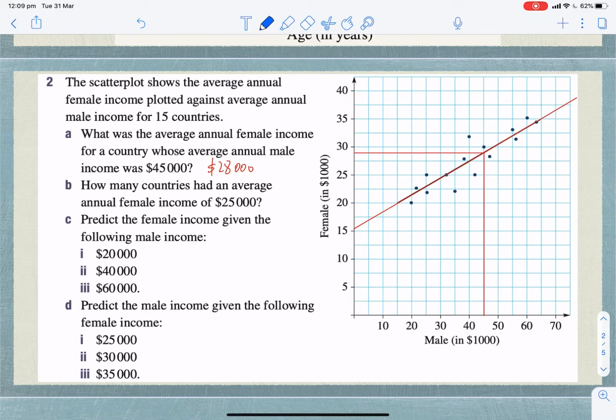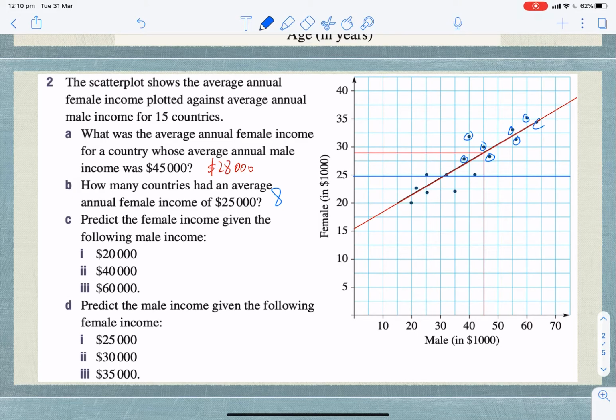The second question is not really looking at the projection. It's more about counting. How many countries have average female income over 25? So 25 here. We look at how many data points are actually over 25, so we can count that. We don't care about 25 itself, so we count those ones. 1, 2, 3, 4, 5, 6, 7, 8. So we got 8 countries.